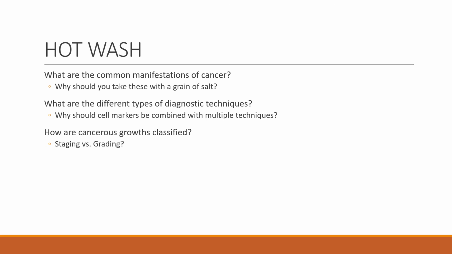Now, how do you identify cancer using the different techniques? Going through that slide, multiple techniques are used, usually in combination. And so why should cell markers be used combined with other techniques? Hopefully you're able to tell me right now. If not, you have some time. And then, how do you classify cancer risk scores? What are the differences between staging and grading?